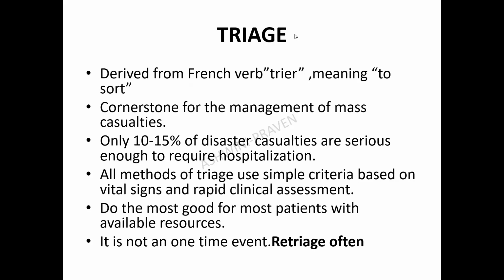All methods of triage use simple criteria based just on physiological signs, pulse rate, BP, for rapid clinical assessment. So what is the aim? You have to do the most good for most patients with available resources only. But please remember, it is not a one-time event. You have to keep re-triaging as often as possible, because some patients can deteriorate. You can label the patient as green initially, but in 2 hours or so, the patient may have progressed to the yellow category. So one-time triage is not the rule. Re-triaging is always indicated.